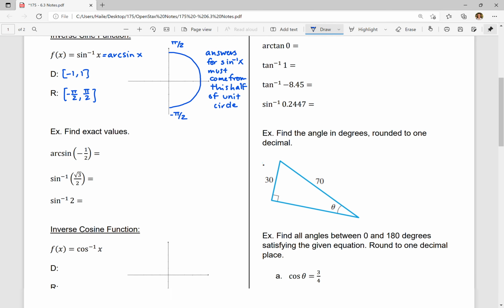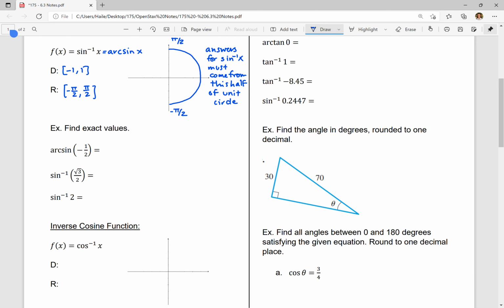First, we have arc sine of -1/2. On the unit circle, I want to think about where sine inverse is going to have negative values. Well, I know that my answers have to only be from this side, so I must be dealing with an angle in quadrant 4. So the question we want to ask ourselves is what angle in quadrant 4 has a sine of -1/2?